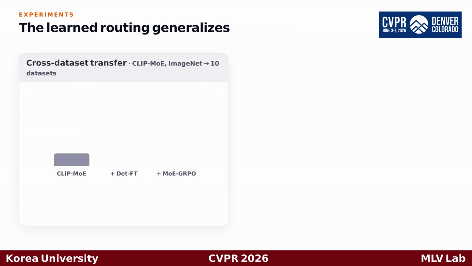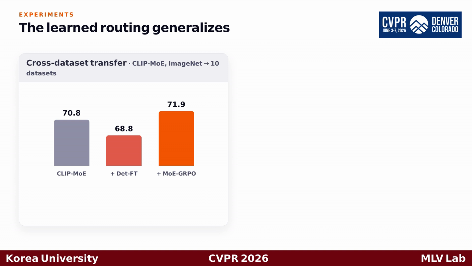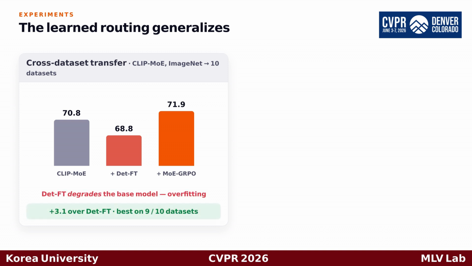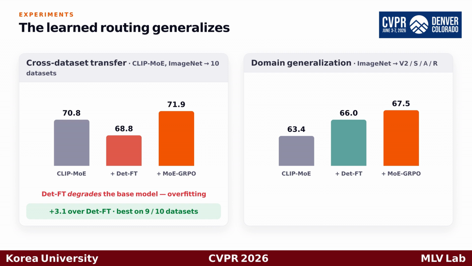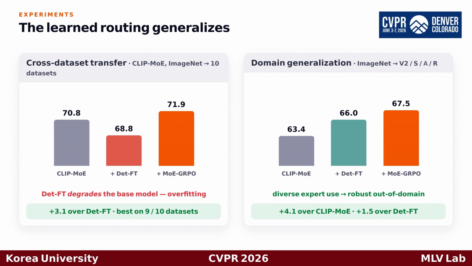The learned routing also generalizes. On CLIP-MoE, cross-dataset transfer improves by 3.1 points over deterministic fine-tuning, winning on 9 of 10 datasets, where deterministic fine-tuning actually degrades the base model. On out-of-domain ImageNet variants, MoE-GRPO gains 1.5 points. Diverse expert use makes the model more robust.